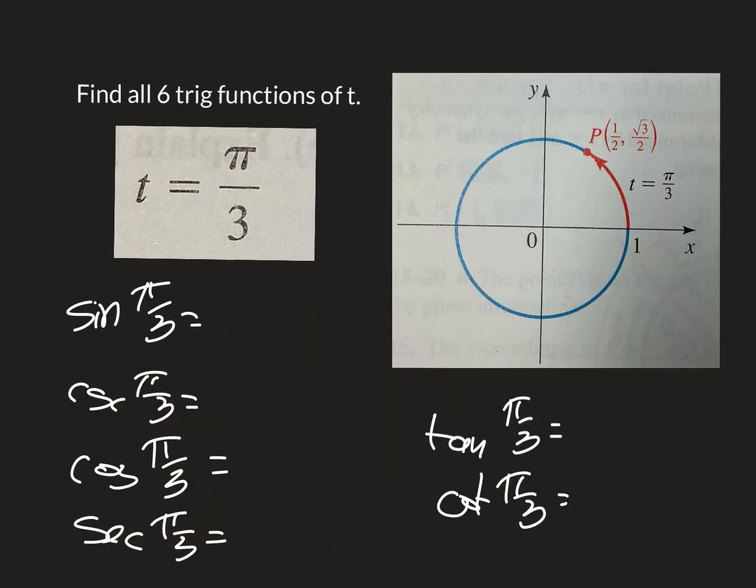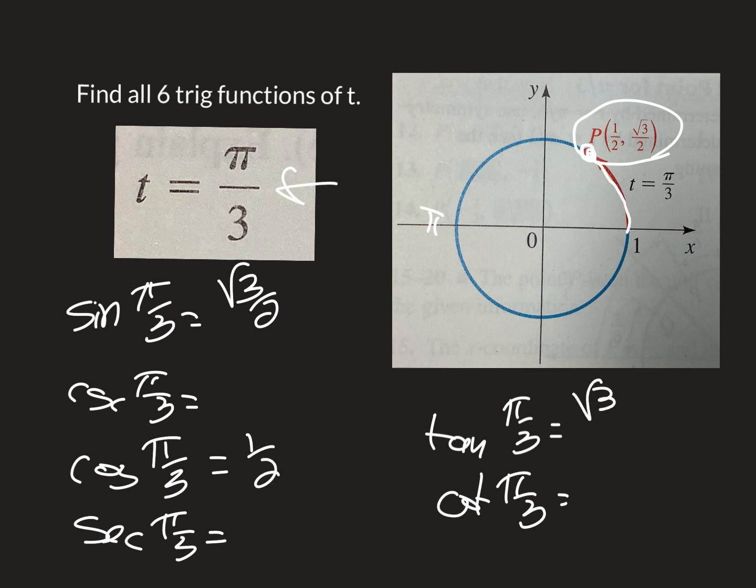All right, so this says find all trig functions of t, and it gives you t is pi over 3. So what we did is we went pi over 3 around the unit circle. Remember, it's 2 pi all the way around the unit circle. It's 1 pi halfway around. And if you go pi over 3, that's the point you come to: 1/2 and square root of 3 over 2. Sine is the y coordinate. Cosine is the x coordinate. Tangent is the y over the x coordinate. The rest are just reciprocals.